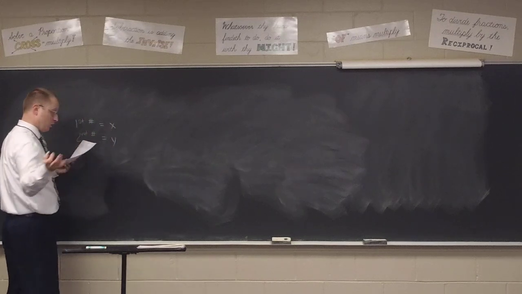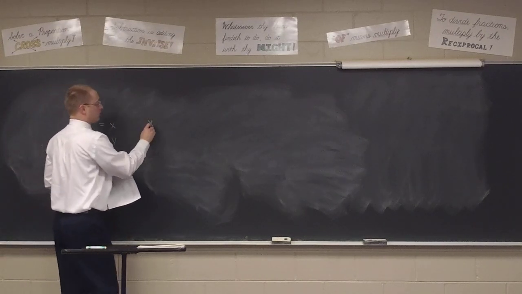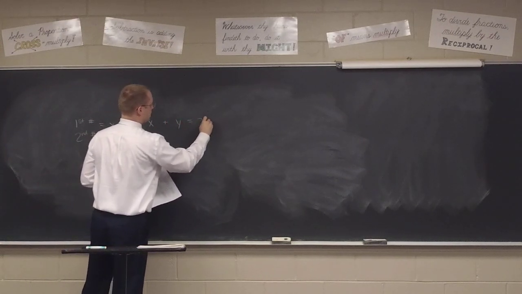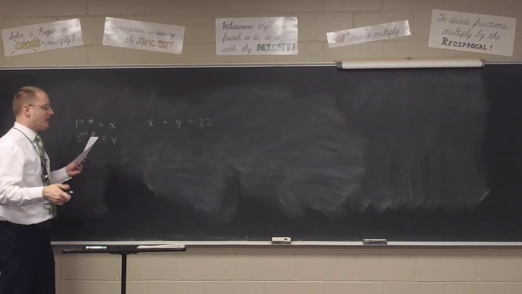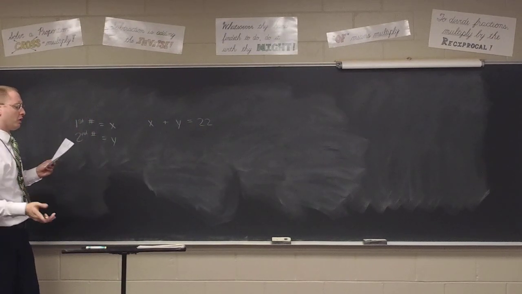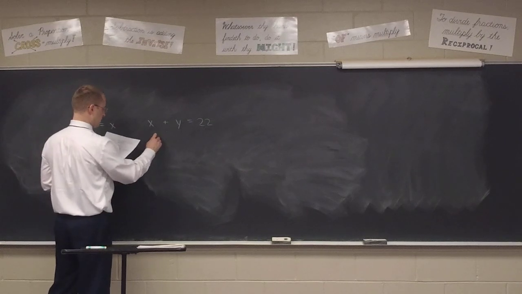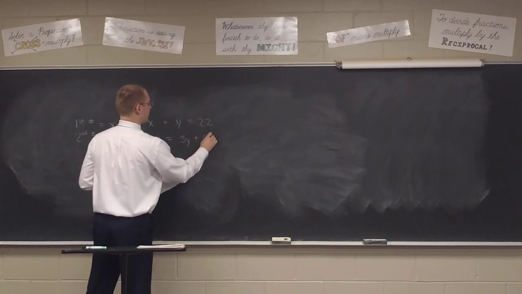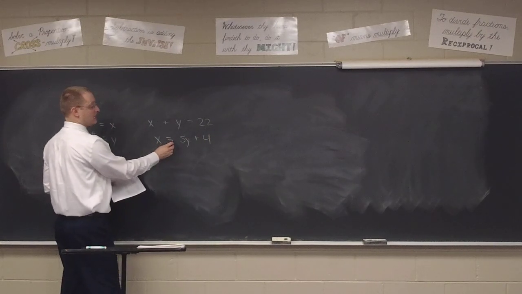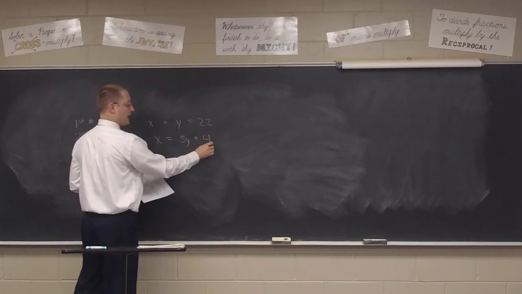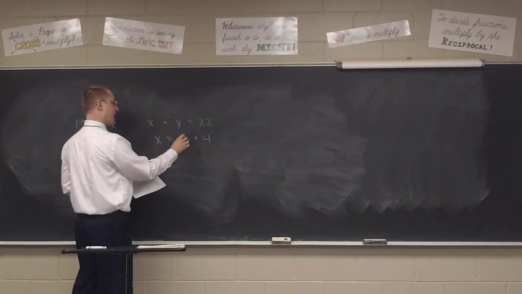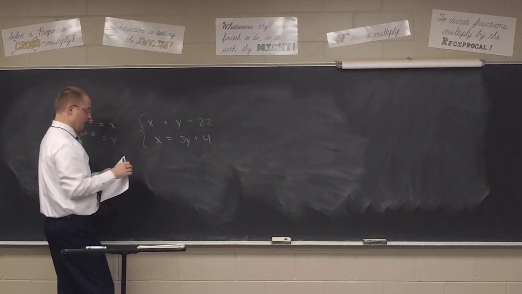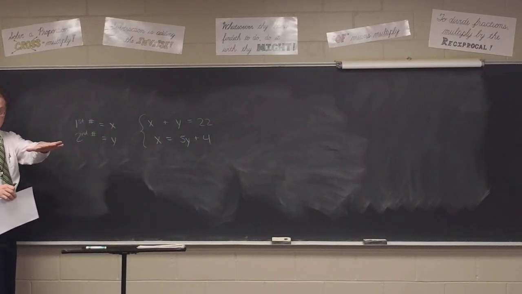And so your first equation doesn't get much easier than this. The sum of two numbers is 22. The next equation, a little bit more involved. X equals 5y plus 4. Perfect. The first number, x, equals 4 more than 5 times the second number, 5y plus 4. Did you have this system correctly set up?